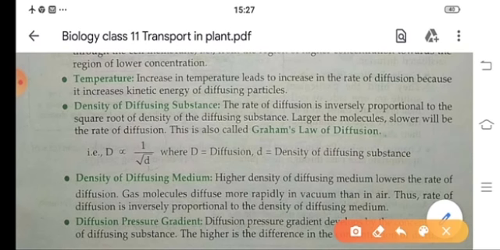Now density of the diffusing substance. The rate of diffusion is inversely proportional to it. That means if the density increases, then the rate of diffusion decreases. If the density decreases, then the rate of diffusion increases. So this is known as Graham's law of diffusion. What is it? The rate of diffusion is inversely proportional to the square root of the density of the diffusing substance. This is known as Graham's law of diffusion.